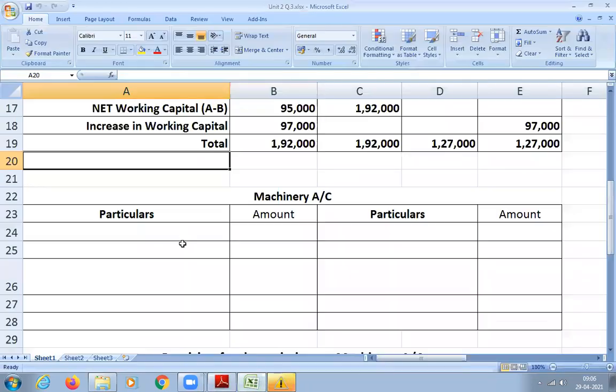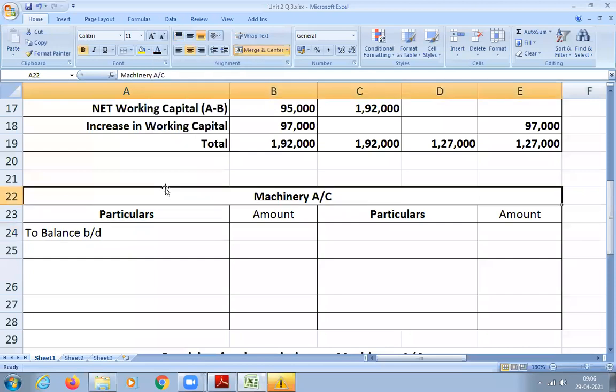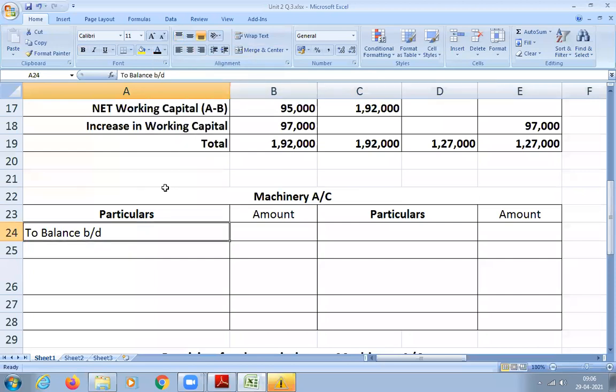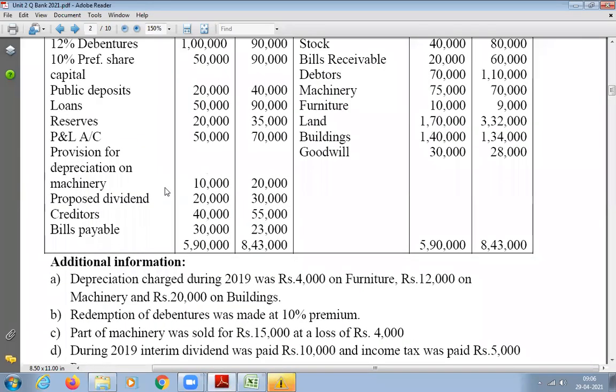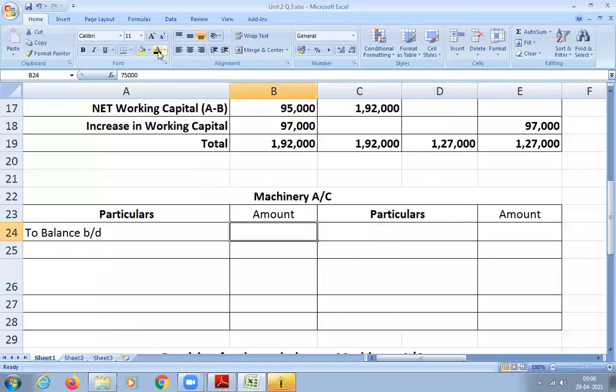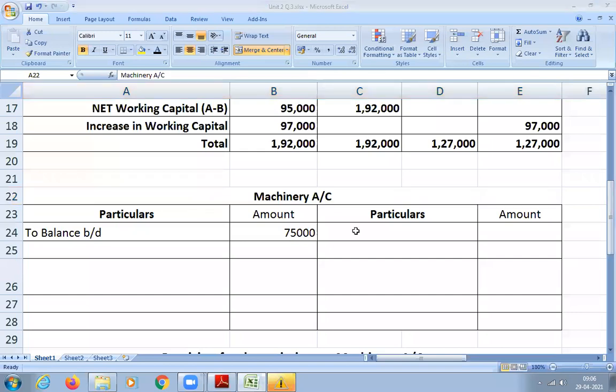Okay. So tell me now, balance carried down, balance brought down. How much is that balance brought down? 75,000. Debit side, as it is an asset. An asset will always have a debit balance. How much is the opening balance? 75,000. So write 75,000. Next, we have to look at the question and see if any purchase is there, any sale is there, and any depreciation amount is given.